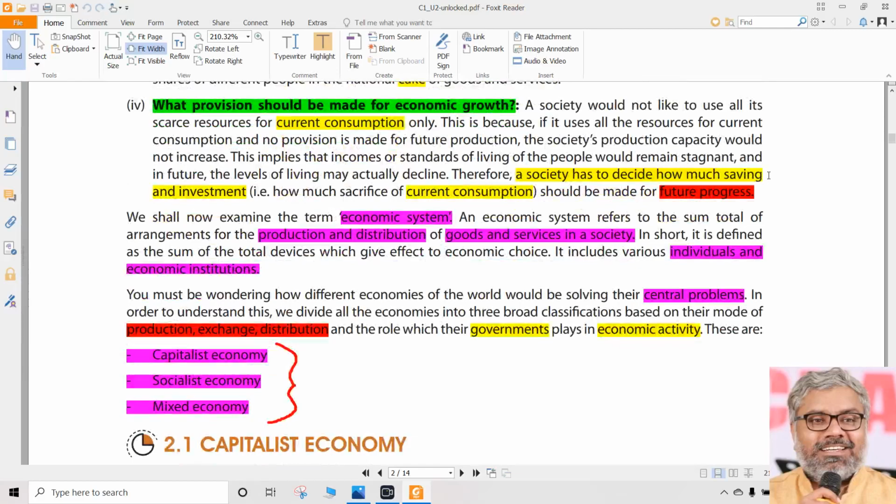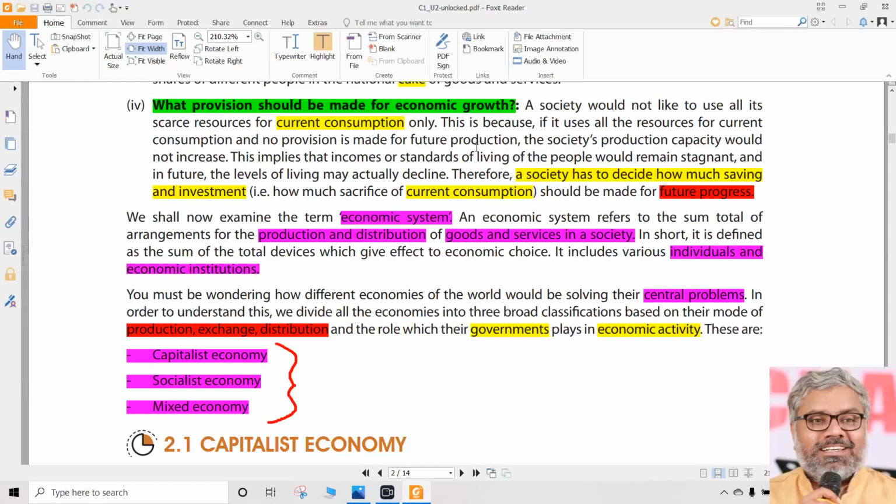And what provision should be made for economic growth is all about savings and investment, because it is not about the current consumption, it is mostly about future progress. So, out of the goods which are produced, whenever we use the word goods, it also includes services. Every time we don't have to say goods and services, goods and services. Generally, when we use goods, it is easier to understand, so we use that. That does not mean services is not included when we use the word goods.